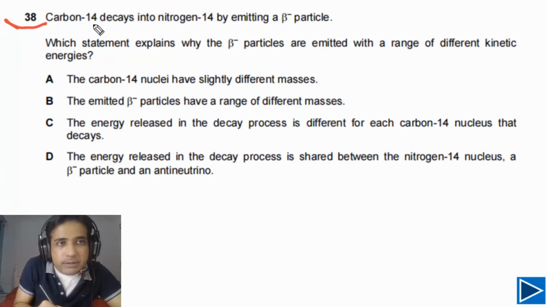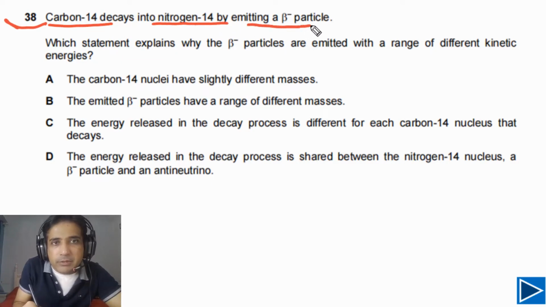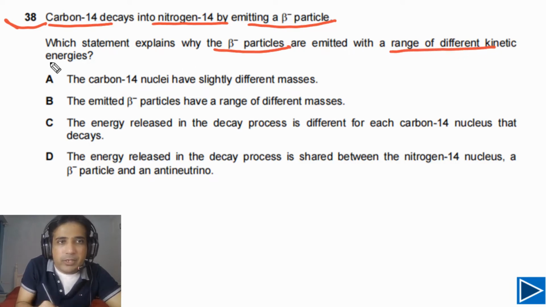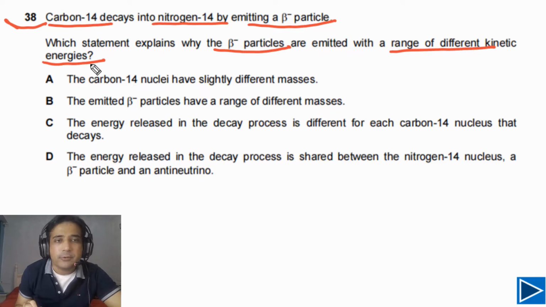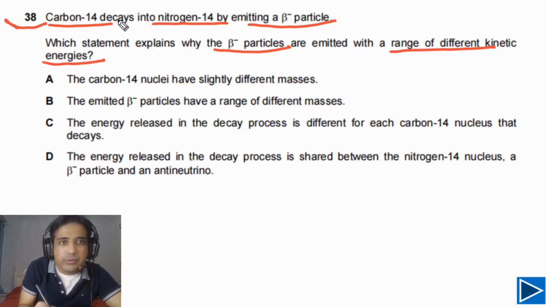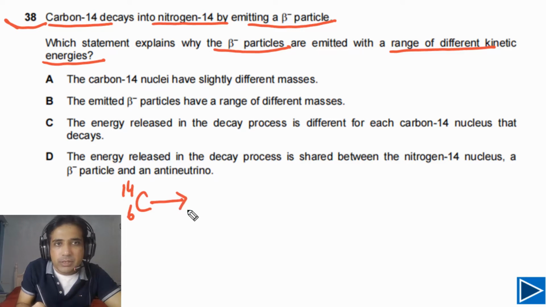For question number 38, it is given to us that carbon-14 decays into nitrogen-14 by emitting a beta minus particle. Which statement explains why the beta minus particles are emitted with a range of kinetic energies? First of all, we can write down this nuclear reaction. So in this case, we have carbon-14. Carbon has atomic number 6 and its mass number is 14. It decays into nitrogen-14, meaning the mass number of nitrogen is 14 and the atomic number of nitrogen is 7.